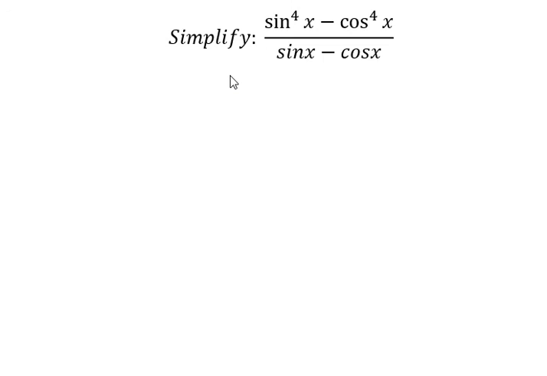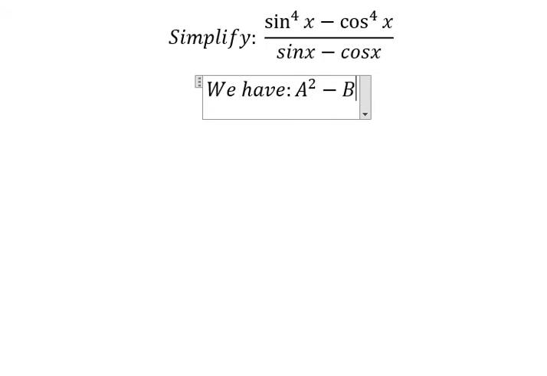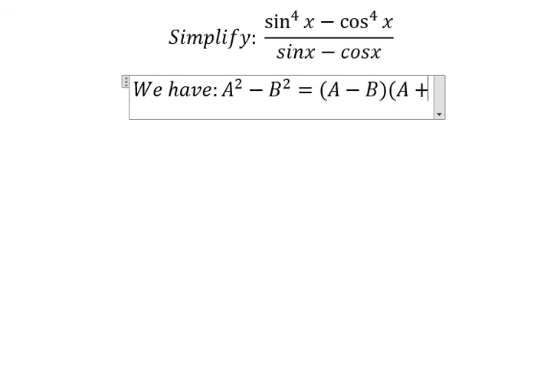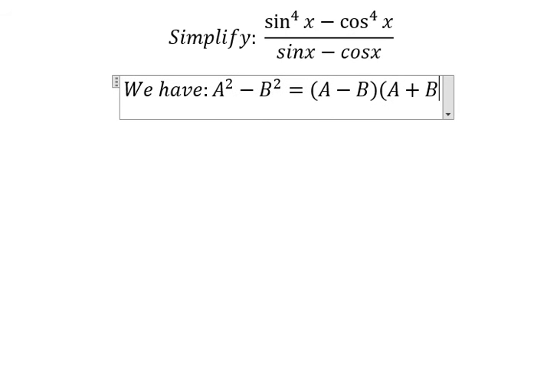The topic is about how we need to simplify this expression. Now I want to show you how to answer. We have the formula here, which is a squared minus b squared equals a minus b multiplied by a plus b.